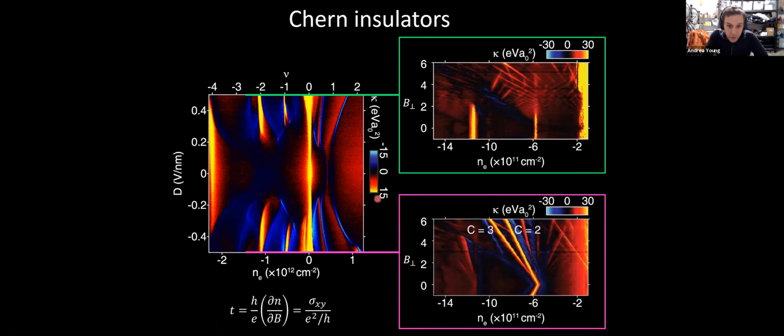In contrast, if you do this at large negative displacement field, you can find that, for example, the gap at 1 hole per unit cell actually has a finite Chern number. It goes all the way down to 0 magnetic field. You see a gap with a slope, it's the strongest gap, and in the 0 field limit, you find that, in fact, you have some Chern number of 2, apparently, which is something that you can get out of the slope of this gap as a function of magnetic field.